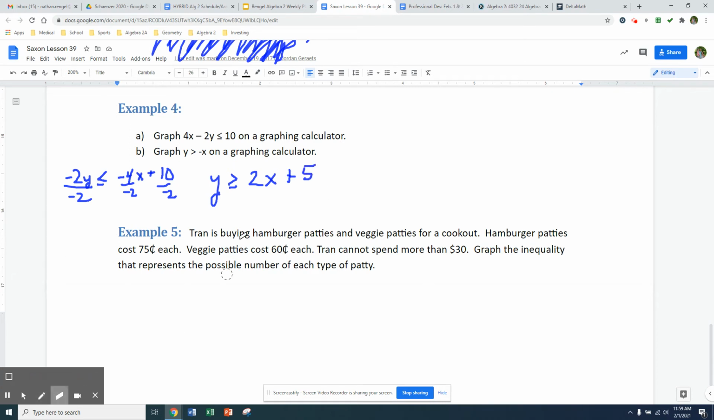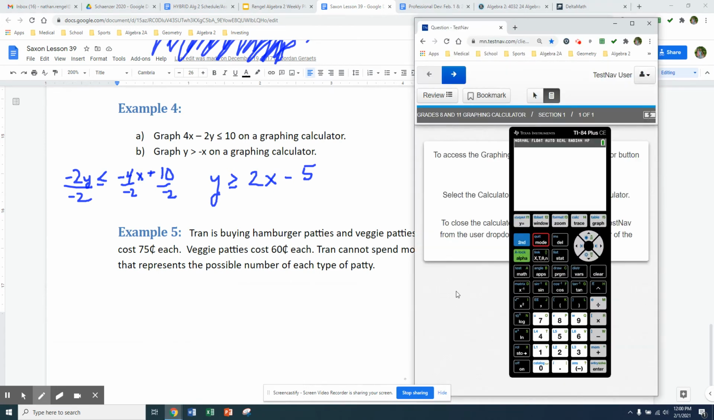Oops, excuse me, that would be a minus 5 because I divided by a negative 2. So positive 10 divided by a negative 2 would give me a negative 5. At any rate, there it is. Y is greater than or equal to 2x minus 5. Next, we'll open up our graphing calculator, and we're going to hit y equals, and we're going to put in our boundary line 2x minus 5.